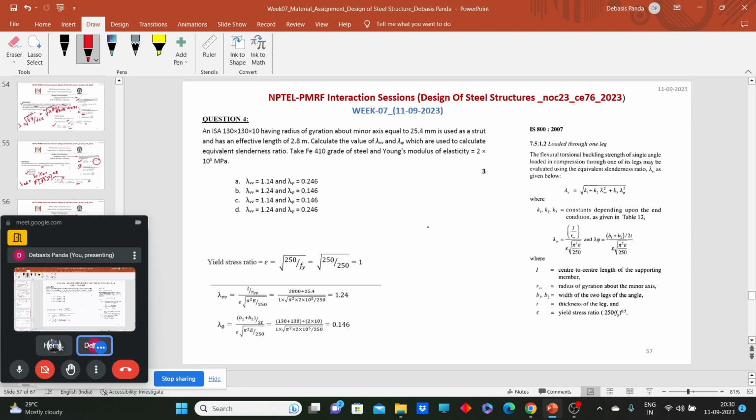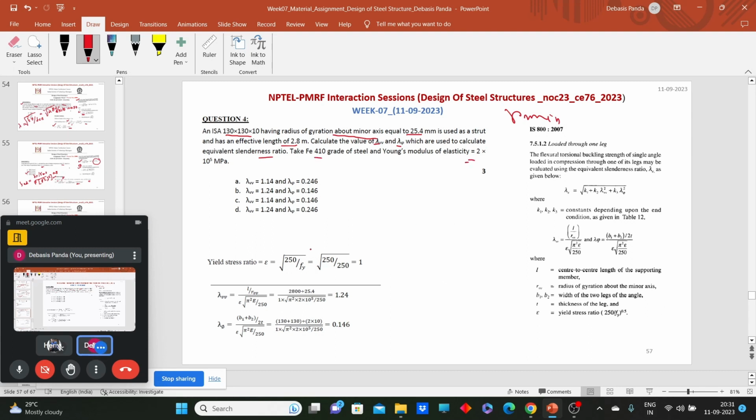Now, question number 4. What does question number 4 say? We have an Indian standard angle section of 130 into 130 into 10, having radius of gyration about the minor axis, that means r minimum is provided, 25.4 mm. It is used as a strut and has an effective length, which is also provided. Calculate the value of lambda VV and lambda phi, which are used to calculate the equivalent slenderness ratio. The data is given: Fe410 grade of steel, and the E value is provided.